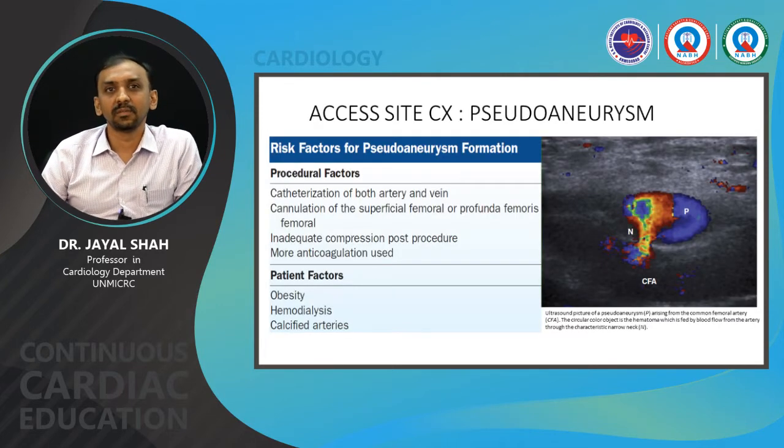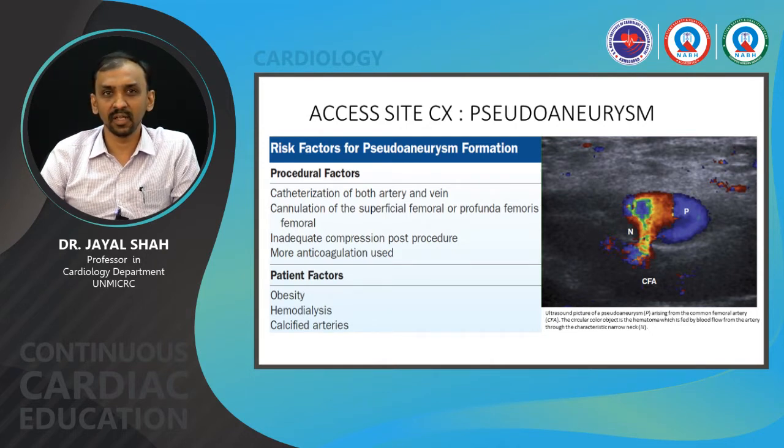Access site complication, particularly in the case of risk factors for pseudoaneurysm. There are certain risk factors for formation of pseudoaneurysm. Procedural factors include catheterization of both artery and vein, cannulation of the superficial femoral or profunda femoris, inadequate compression post procedure, or more anticoagulation used. Certain patient-related factors are also important for pseudoaneurysm formation, that is obesity, hemodialysis and calcified arteries.